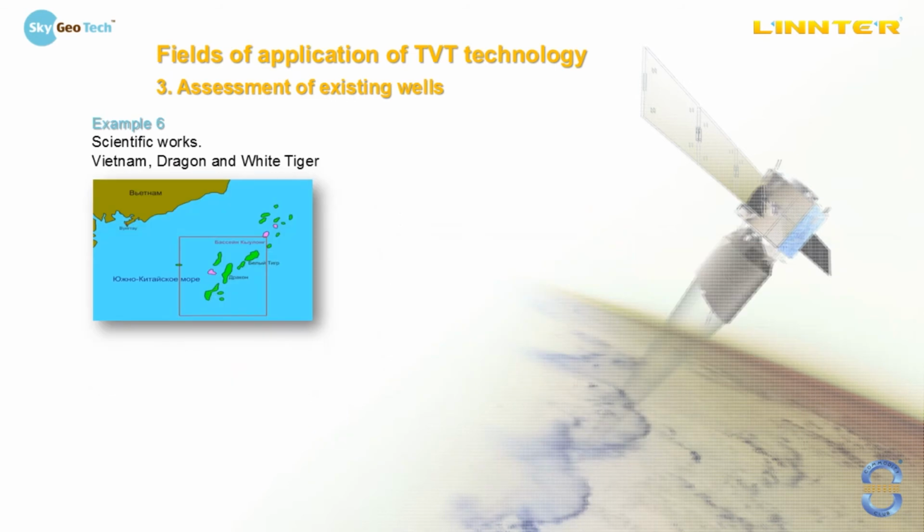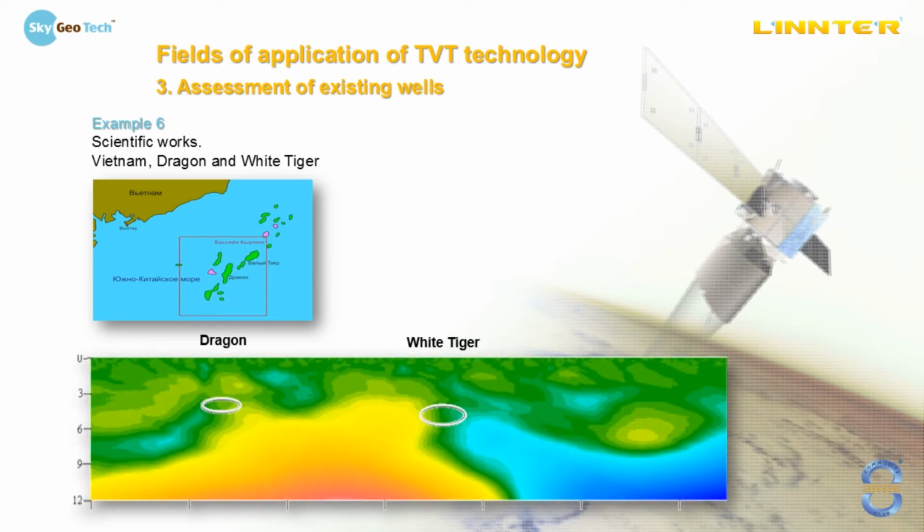Example number 6. Scientific works in Vietnam, Dragon and White Tiger deposits. Our team made an exploration and built various TVT images to see the conditions for hydrocarbon formation in this area.